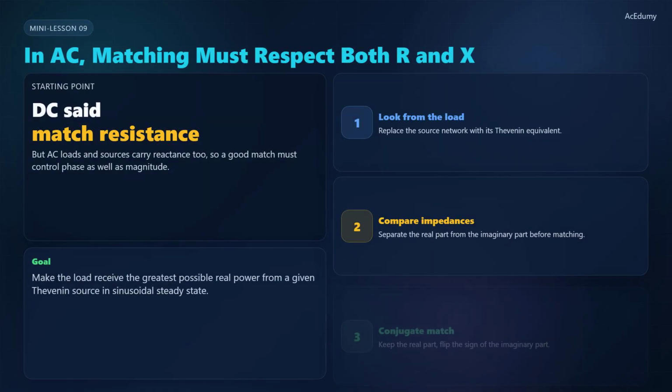Maximum power transfer already had a clean DC rule. Match the load resistance to the source resistance seen from the load, and the delivered power is maximized. But in AC circuits, impedance has both real and imaginary parts. So the matching rule also has to grow into a complex form.